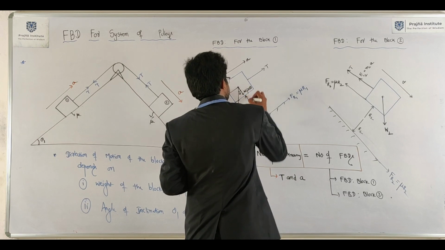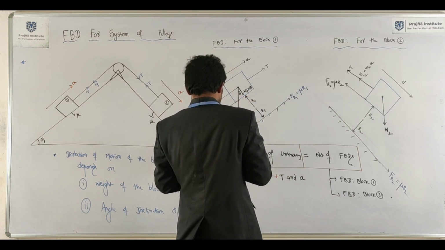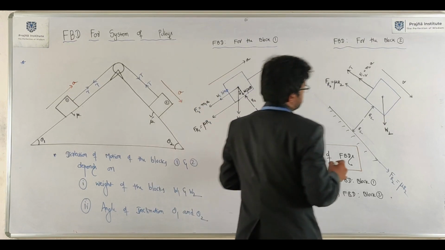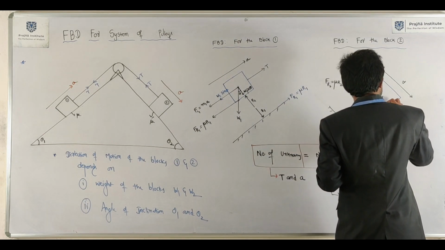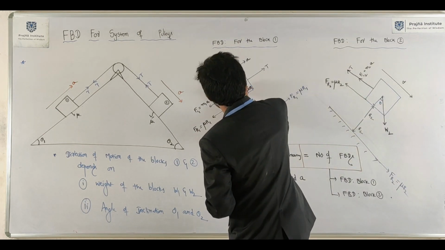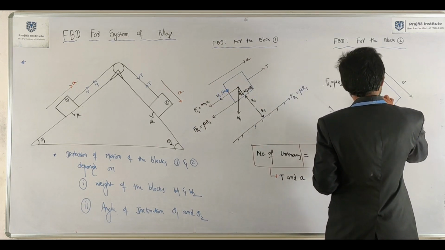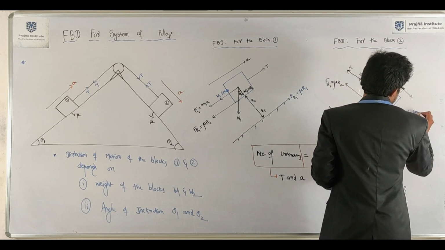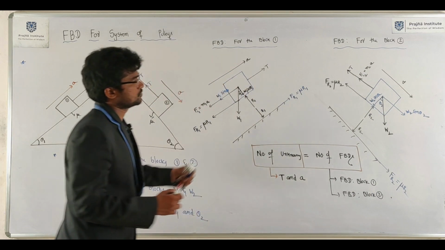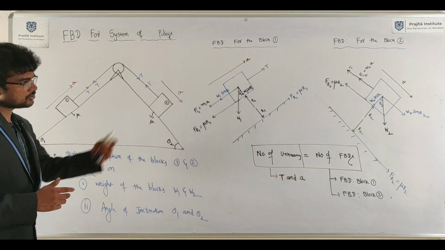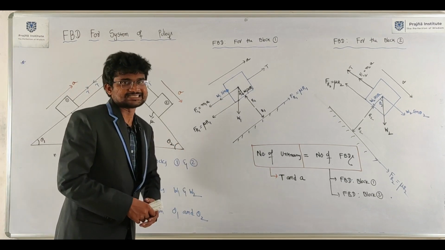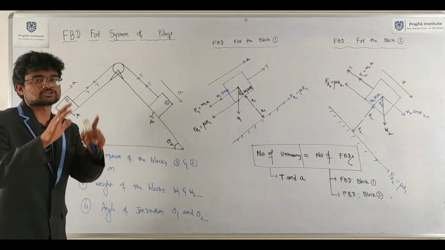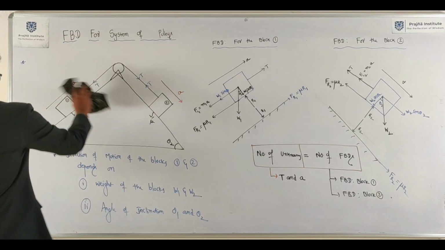W1 cos theta 1, W1 sin theta 1. Here it will be theta 1 and theta 2: W2 cos theta 2, W2 sin theta 2. I think you are in a position to get those equations. I can solve up to getting the equations. After that, you are in a position to solve those two equations to get an answer.